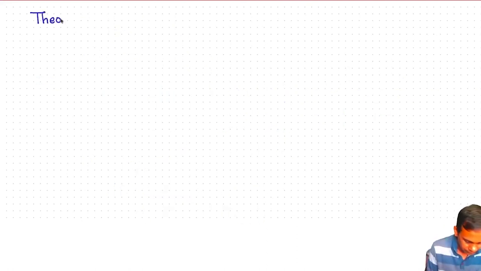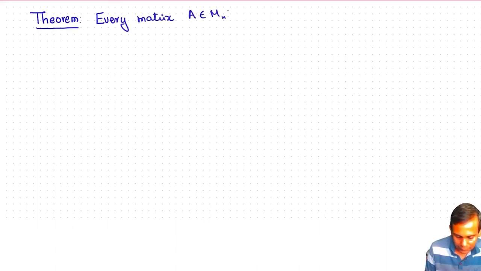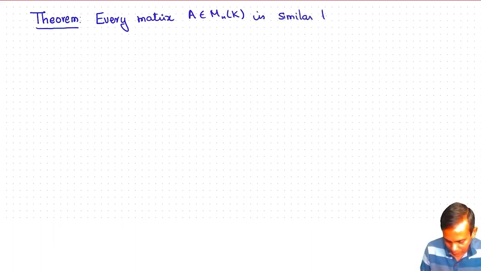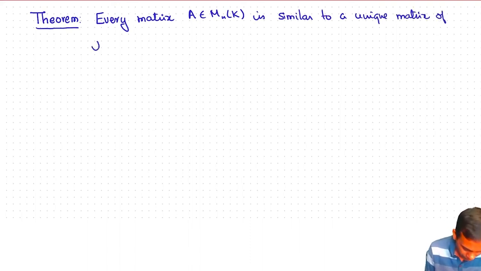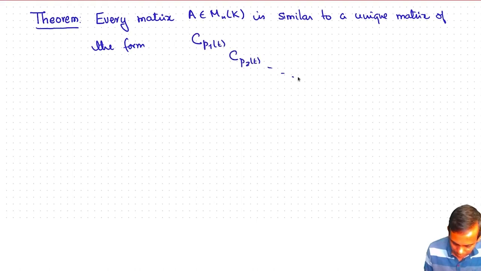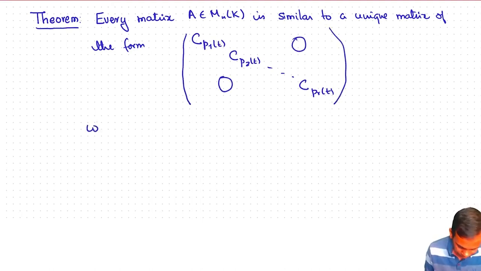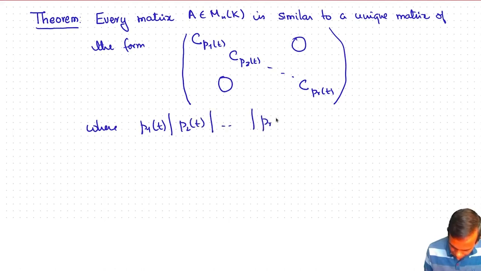Theorem. Every matrix A in M_n(K), so here we are assuming that K is any field, is similar to a unique matrix of the form block diagonal with blocks C_P1(T), C_P2(T), up to C_PR(T), where P1, P2, up to PR are monic polynomials and P1 divides P2 divides P3 and so on.